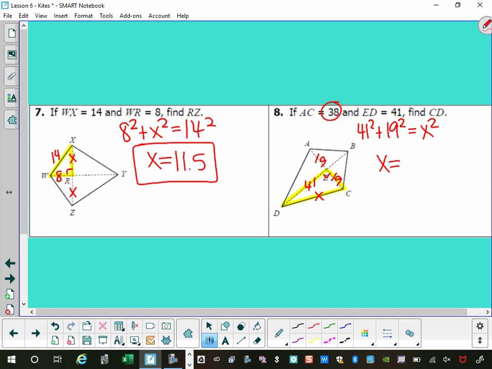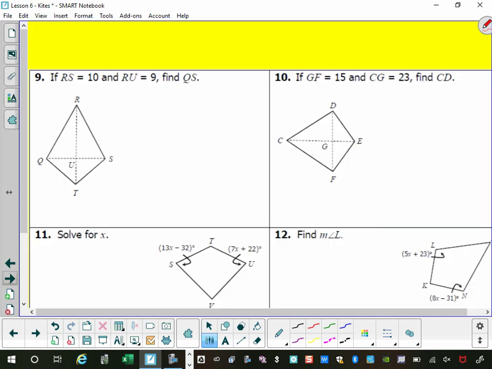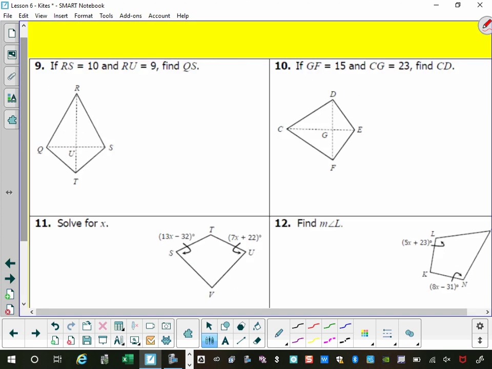You got 45.2. You go ahead and round it to the nearest 10. Did everyone get 45.2? Okay, so you guys are going to work on 9 through 15. Let's go through some of these really quick.